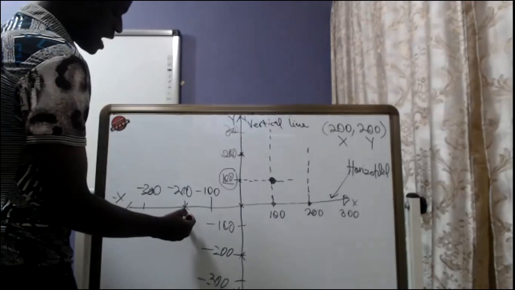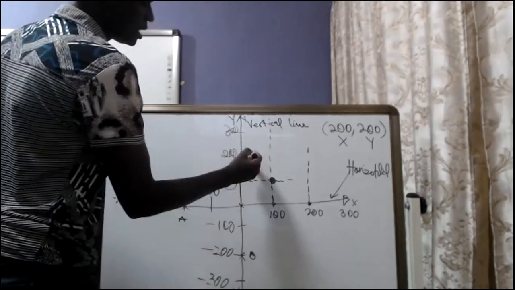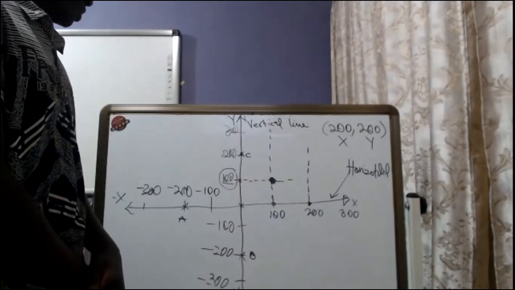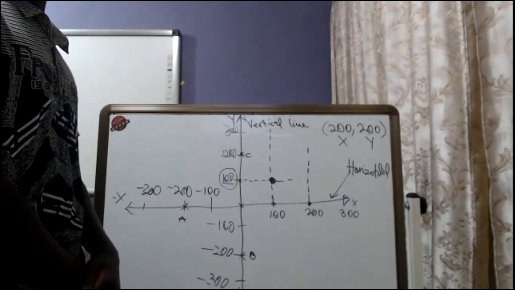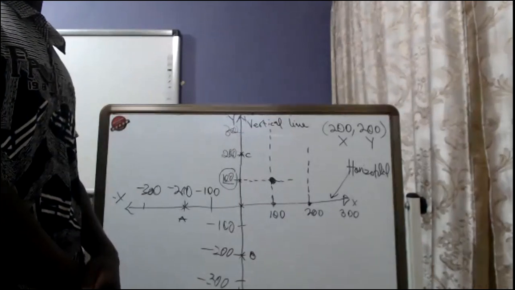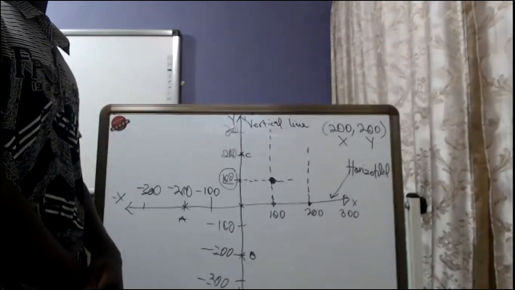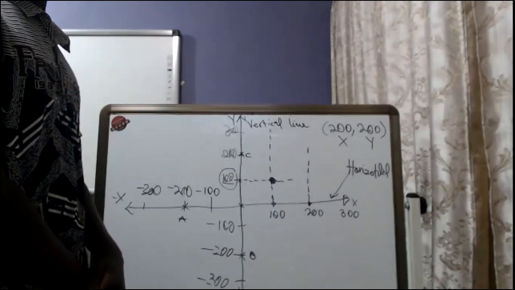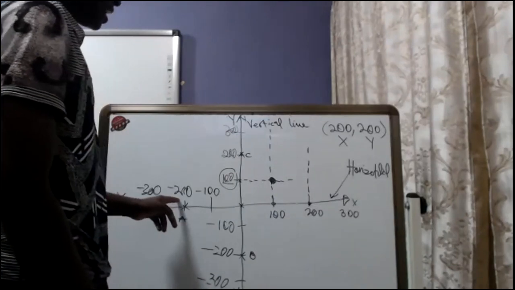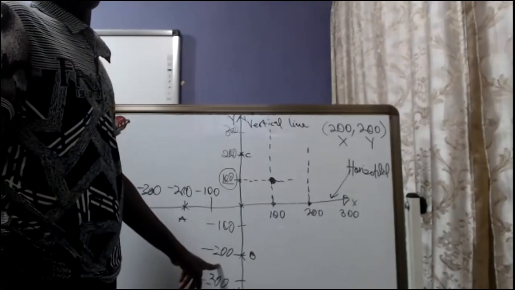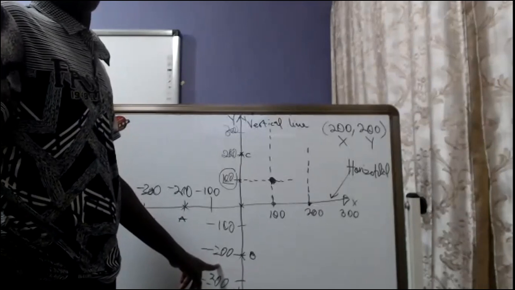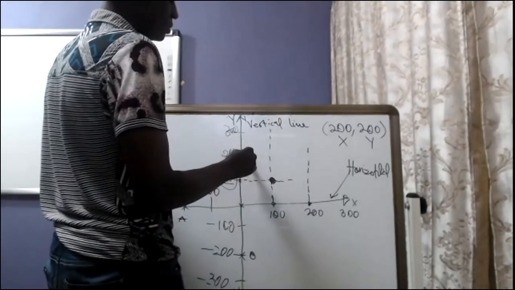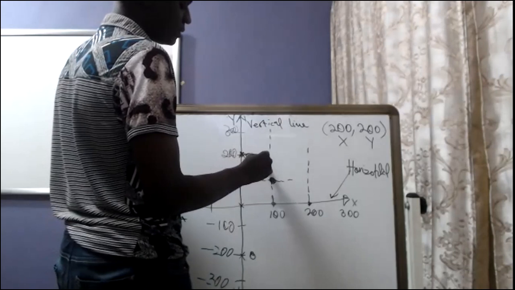Let me label it A, B, C. Which one is it? A. Audrey, which one is it? C, very good. Because this one is negative, and this one is negative, so it is not 200. It is negative 200. So from here, we are going to draw a straight line.